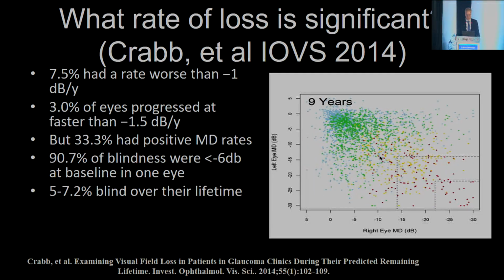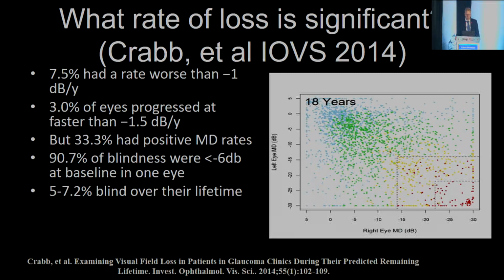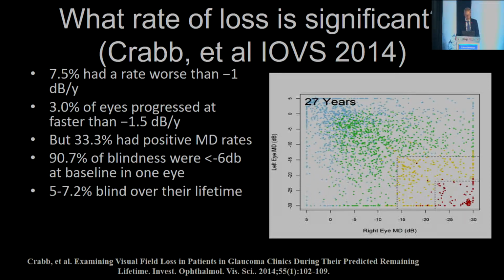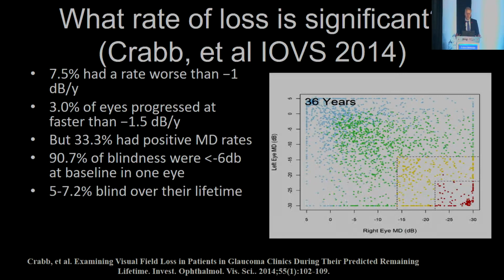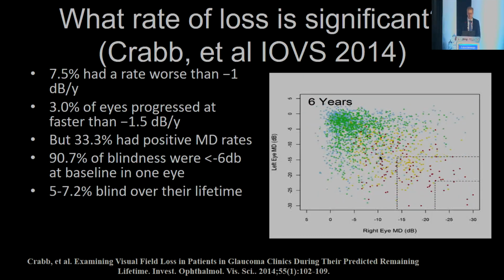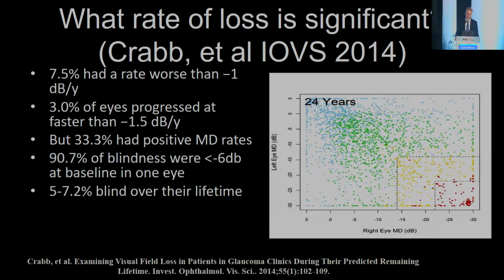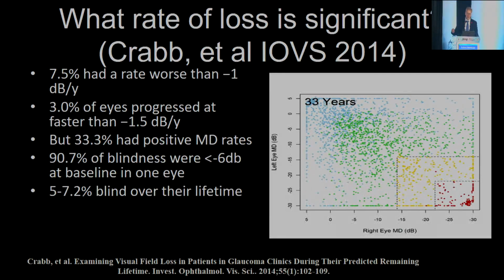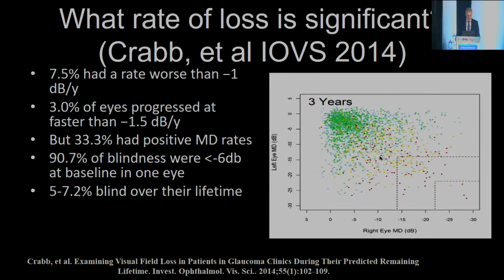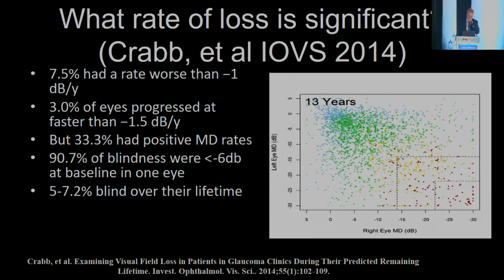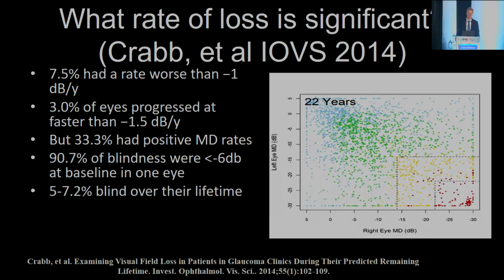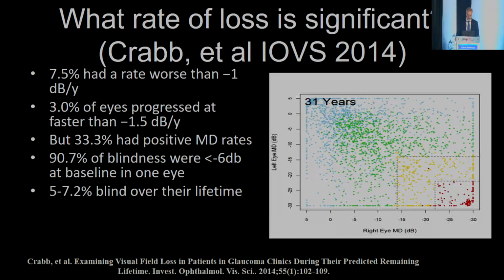And so what you can see is about 7.5% had a rate worse than 1 decibel per year. And 1 decibel per year, you'll remember, is going to be the rate at which somebody is likely to become visually impaired over their lifetime. 3% were considered fast progressors at more than 1.5 decibels per year, but 33% had positive visual fields. They actually got better over time, maybe just because they got better at the visual field. 90% of blindness were worse at baseline, so those patients that came in that already had progressive glaucoma or severe glaucoma, and about 5 to 7 became blind over their lifetime.